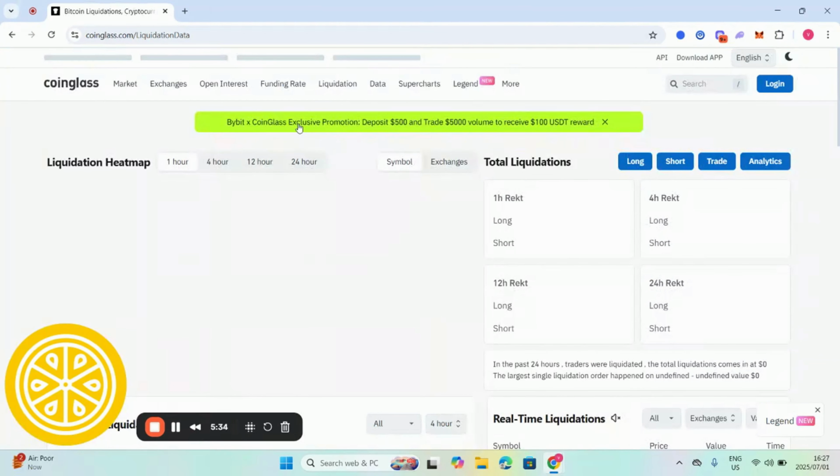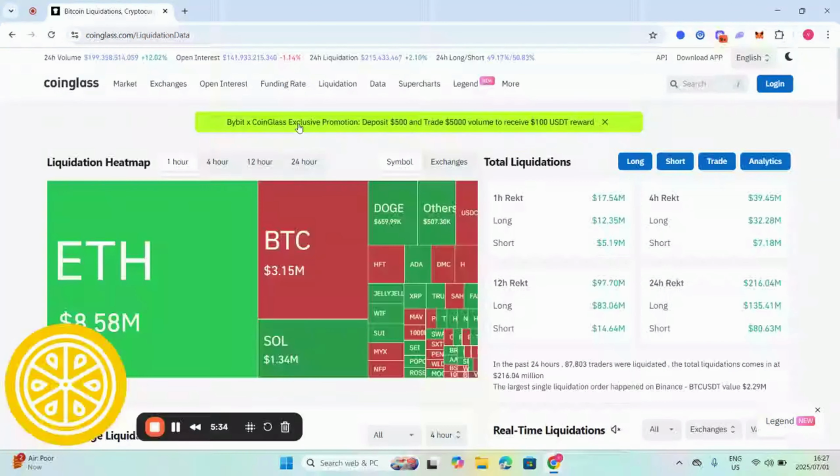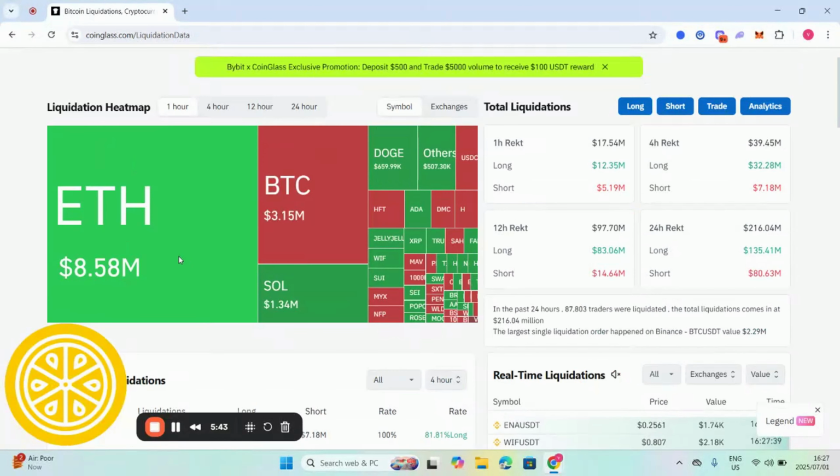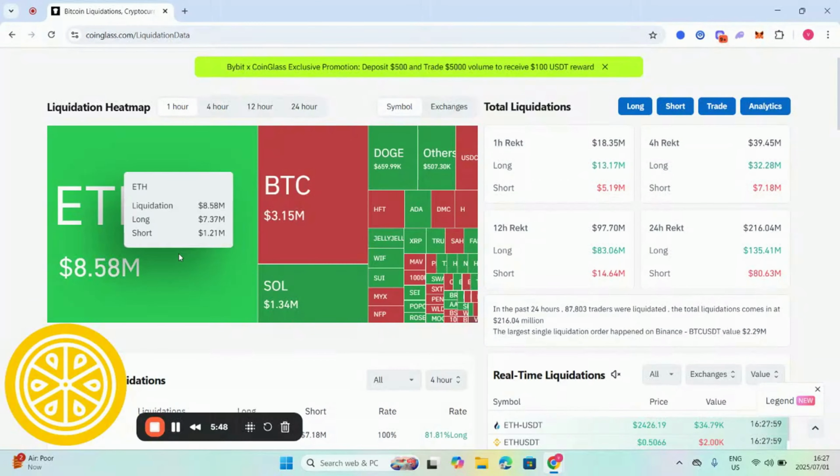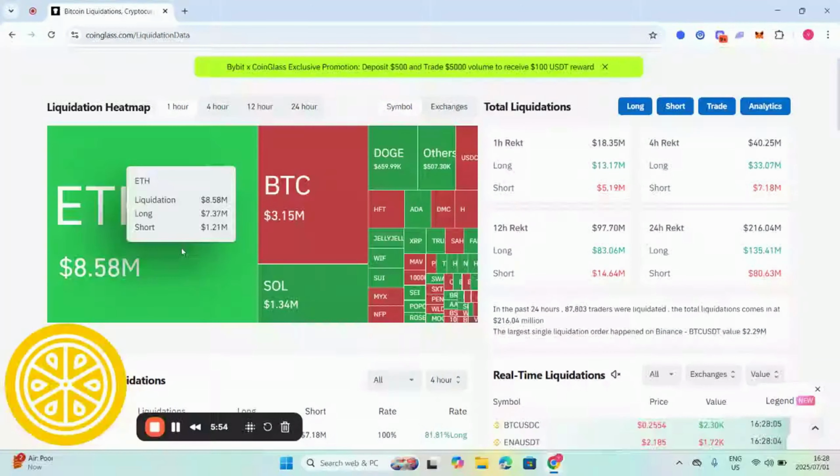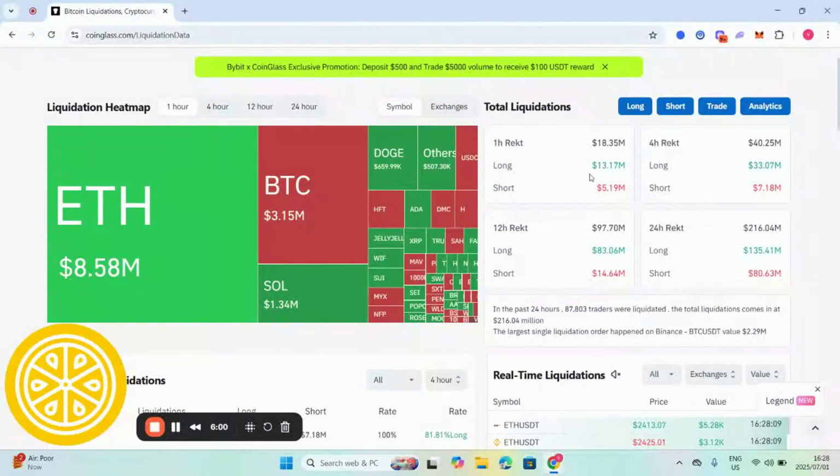The liquidation heat map also helps you to see how the market has been doing overall. As you can see here, the liquidation heat map shows you how cryptocurrencies have been doing in terms of liquidations, how many liquidations have been happening between shorts and longs. And as a trader, you need to know this. As you can see here, the total liquidations in 1 hour, 13.17 million were wiped out, and short liquidations were 5.4 million. That goes with the 4 hour. As you can see, they calculate liquidations for 1 hour, 4 hours, 12 hours, 24 hours.